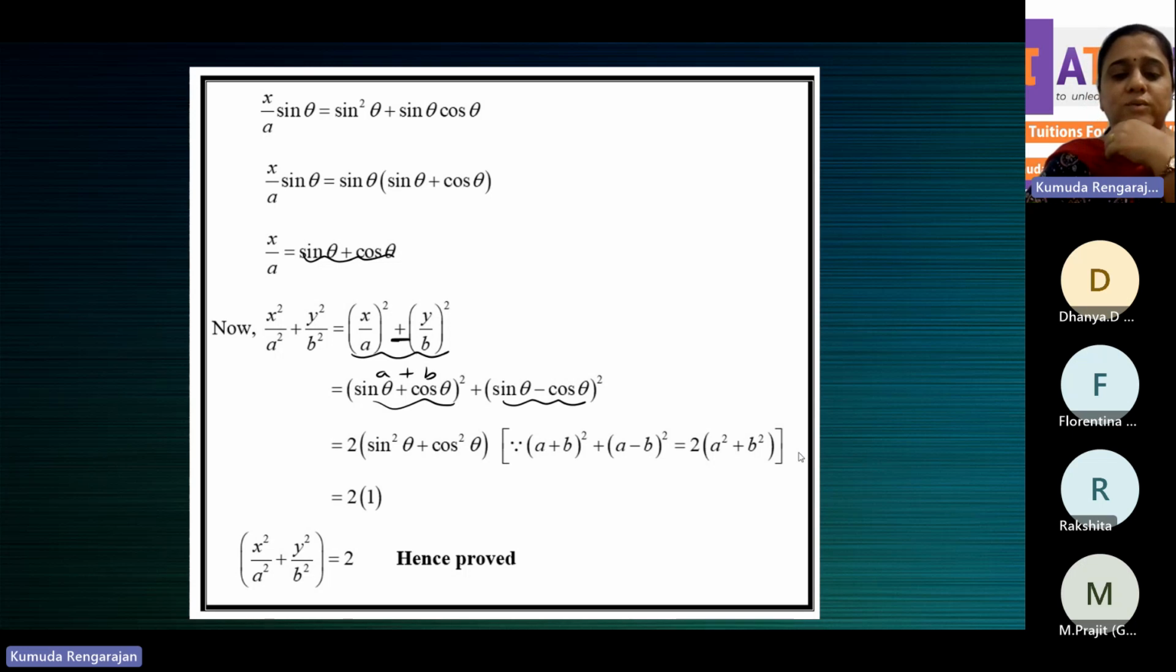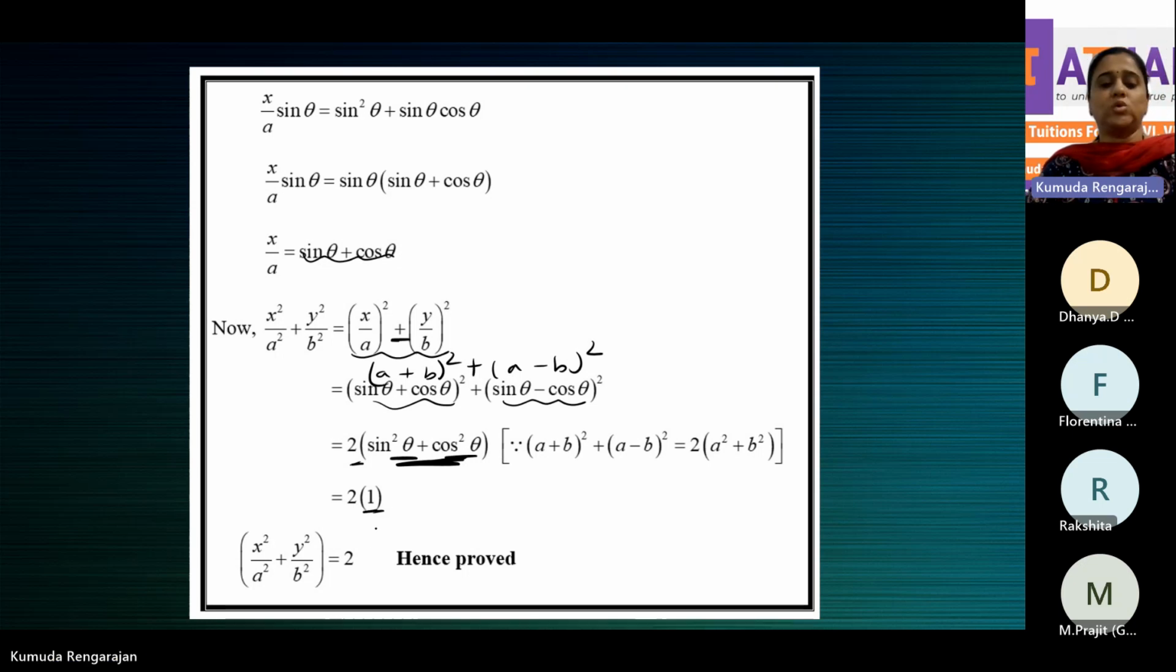A plus b the whole square. This is like a plus b the whole square plus a minus b the whole square. Sine theta plus cos theta the whole square plus sine theta minus cos theta the whole square. A plus b the whole square plus a minus b the whole square is equal to 2 of a square plus b square. And we know that sine square theta plus cos square theta is 1. So 2 into 1, 2.